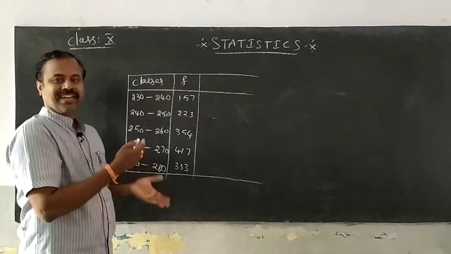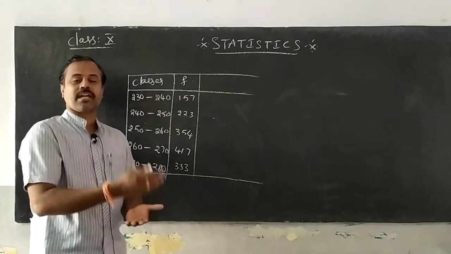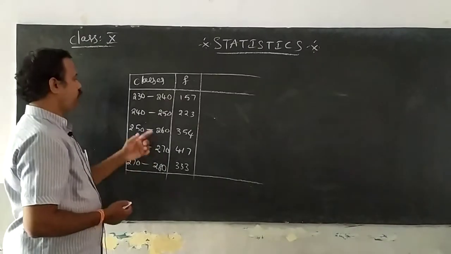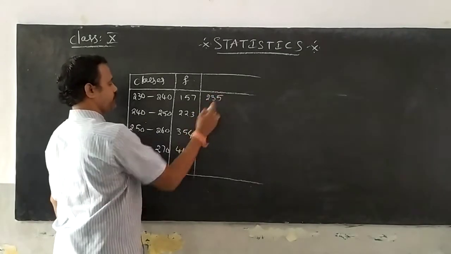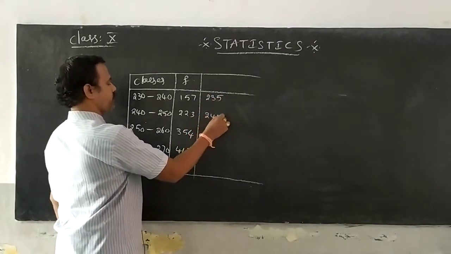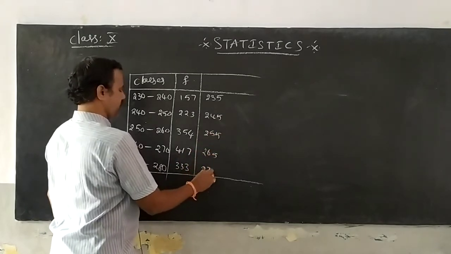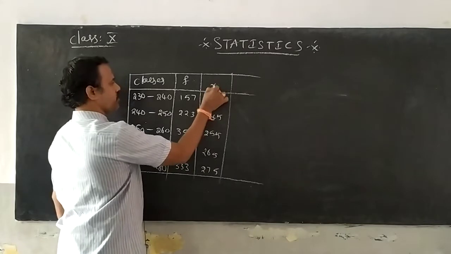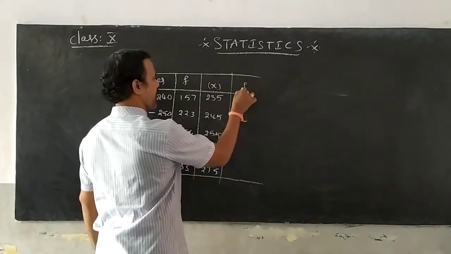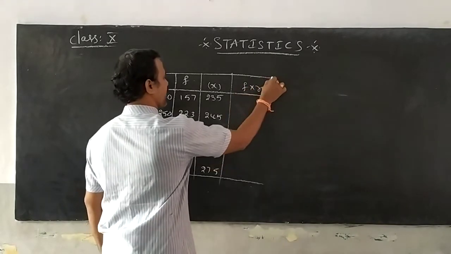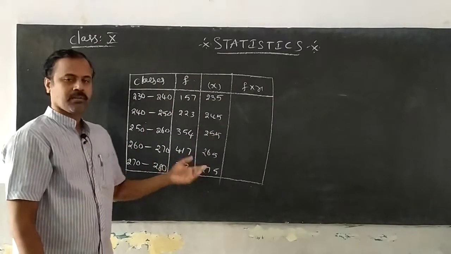Now, if I follow the direct method for this question, I feel it takes more time, because to find the midpoint you must add both class limits and you will get 235, and similarly 245, 255, 265 and 275. These are the mid values which you consider as x. Now, if you want to do the direct method, you have to take f into x, isn't it? Observe carefully. F into x, is it very simple for you to multiply such bigger numbers?